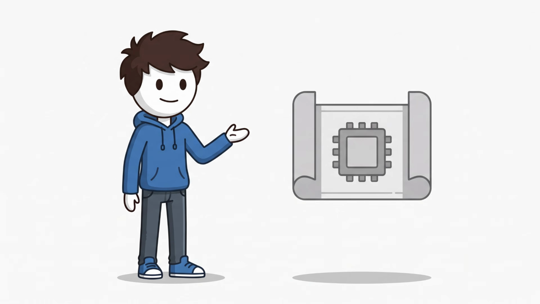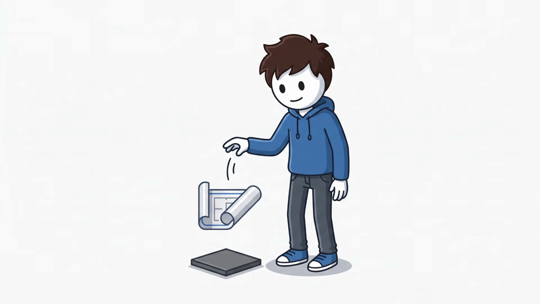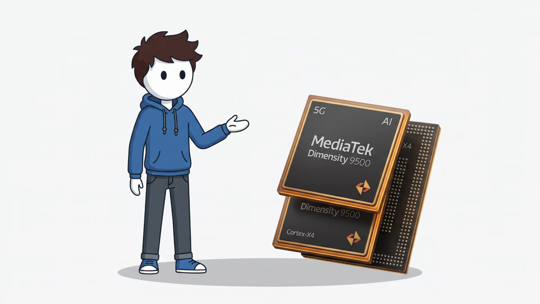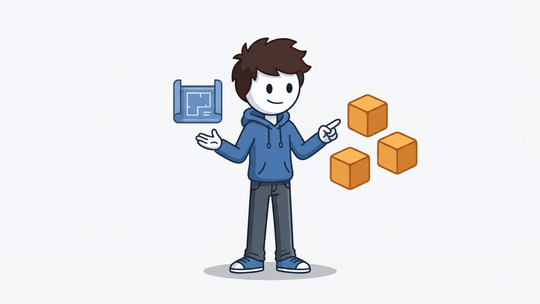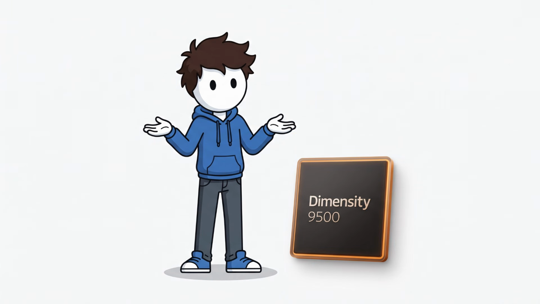The other option is a reference core license. ARM designs the entire core itself, and you just license the finished blueprint and drop it into your chip. That's what MediaTek does. Those C1 Ultra, C1 Premium, and C1 Pro core names on the Dimensity 9500 aren't MediaTek's own design. They're ARM's own next-generation core, built by ARM's engineers, simply licensed and configured by MediaTek. MediaTek didn't design a single transistor of that CPU core layout.